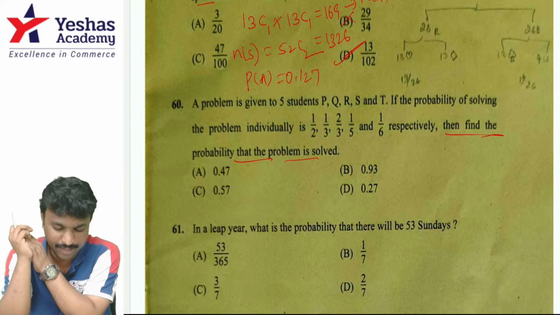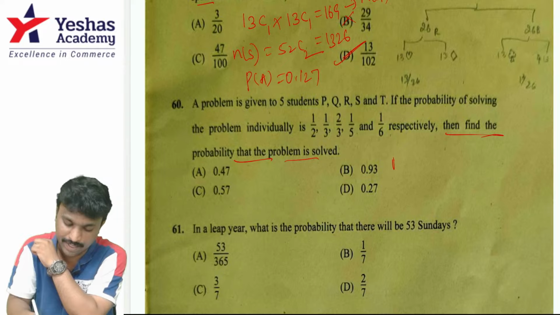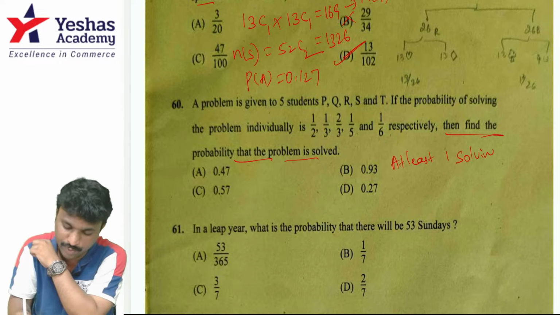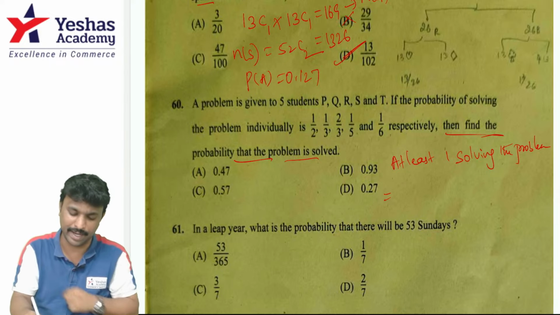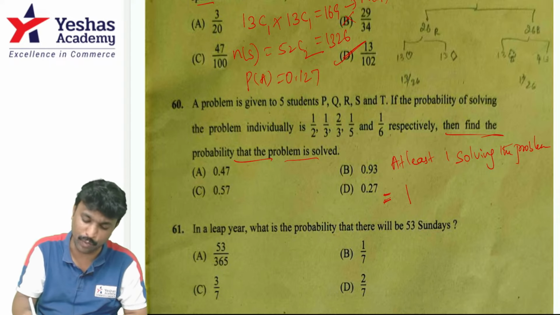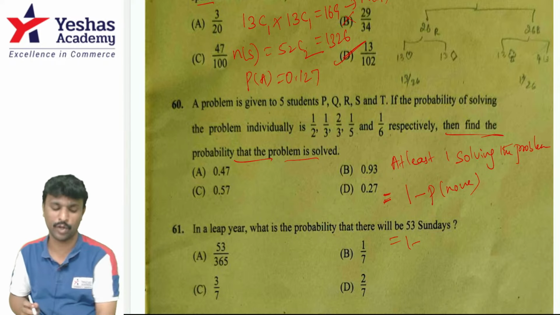So the probability that the problem is solved means at least one solving the problem. Then only the problem is said to be solved. What do you mean by at least one? Whenever they are independent, always change at least one to 1 minus the probability of none solving the problem. Yes, what do you mean by none solving the problem?